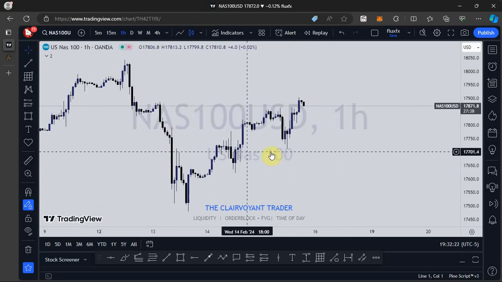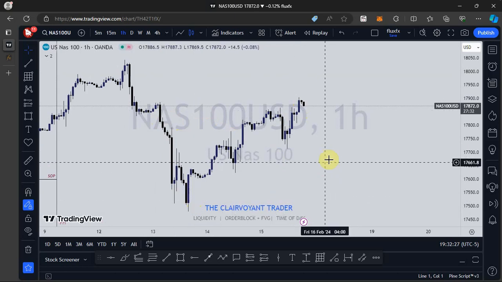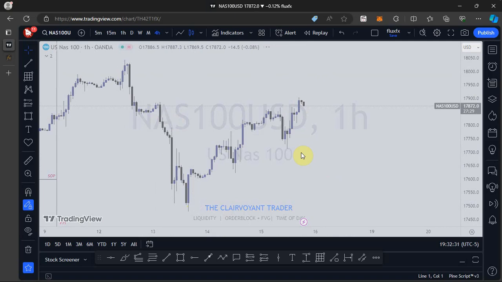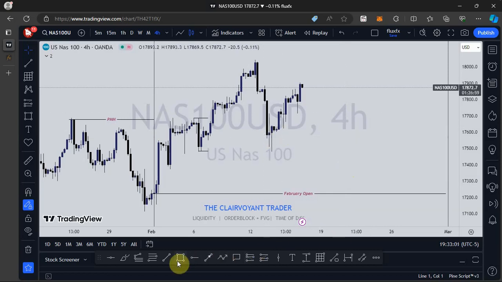NASDAQ has been pushing to the upside right after price gave us the move to the downside. As it stands now, NASDAQ is really behaving differently if you compare it to the dollar index, because looking at the dollar index, in a normal circumstance we should see an inverse reaction, but it looks like NASDAQ is still making headway to the upside.